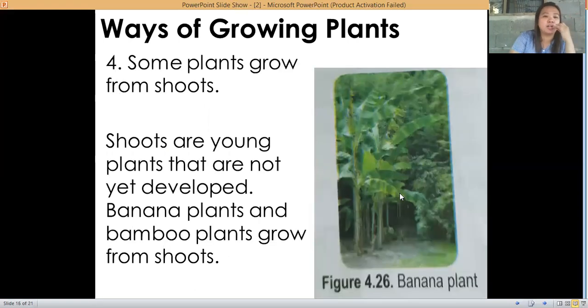Now, number 4, some plants grow from shoots. Okay, shoots are young plants that are not yet developed. This is the banana, for example. Some shoots will grow here, and after that, you get the shoots and plant them in another area. So that one is shoots. The banana plants and the bamboo plants grow from shoots.